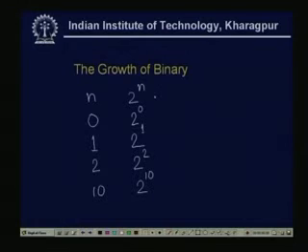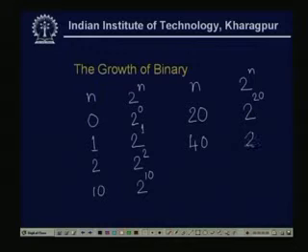Now, say if it is 20, say if my n value is 20, then it should be 2 to the power 20. If it is 40, then it will be 2 to the power 40. Like that, the binary numbers will be growing.